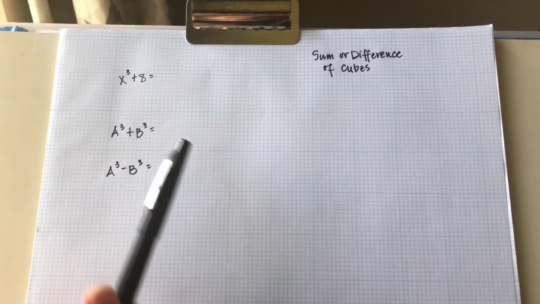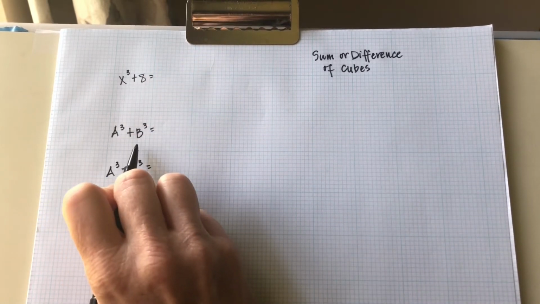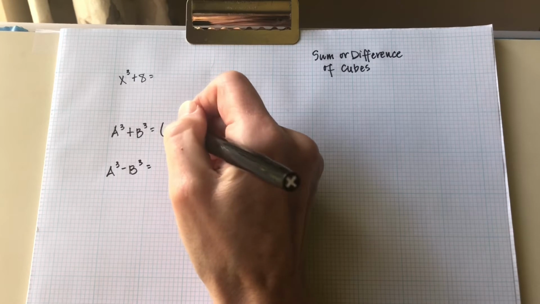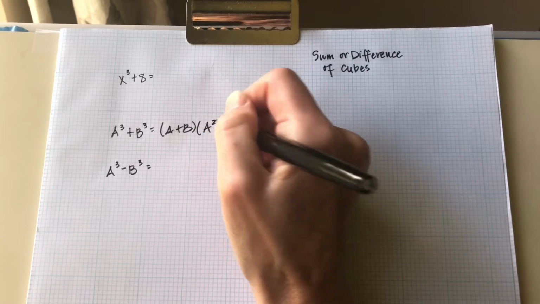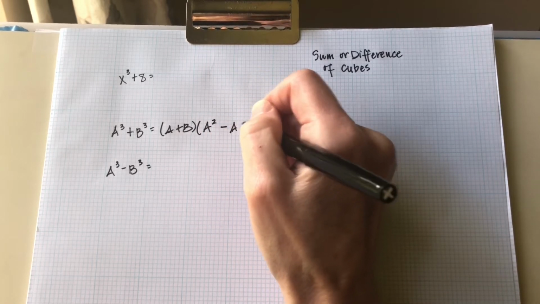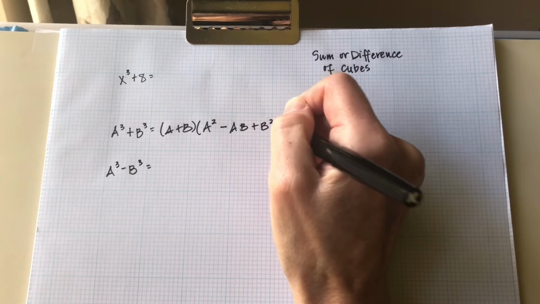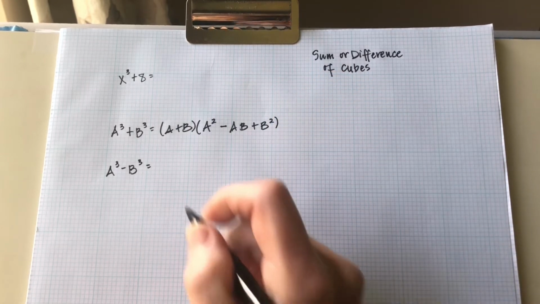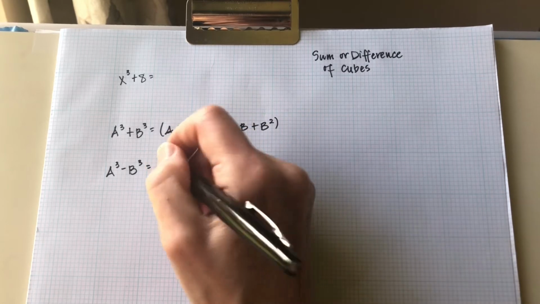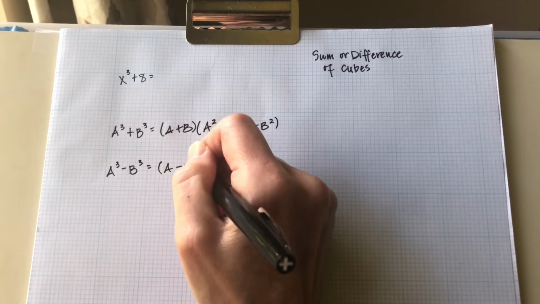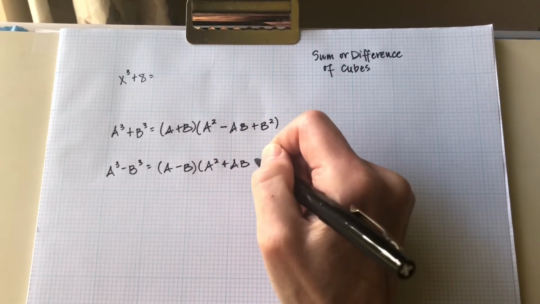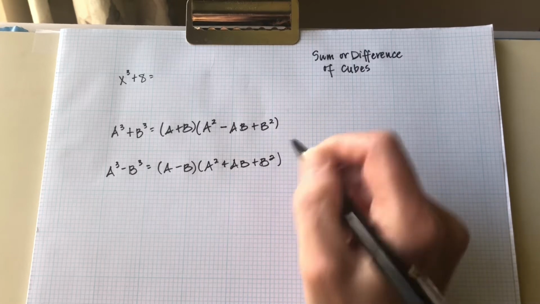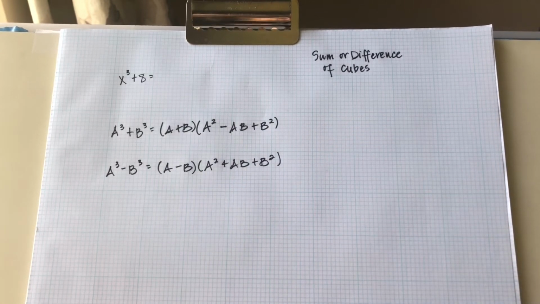So if you have a sum of cubes, a cubed plus b cubed, it will factor into a plus b times a squared minus ab plus b squared. If you have a difference of cubes, it will be a minus b times a squared plus ab plus b squared. So notice these patterns are very similar, but what's the difference? The difference is in the signs, the plus and minus signs.